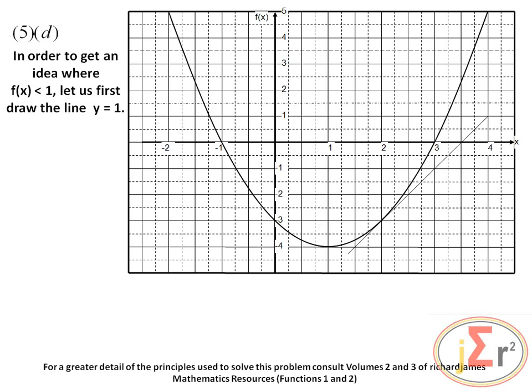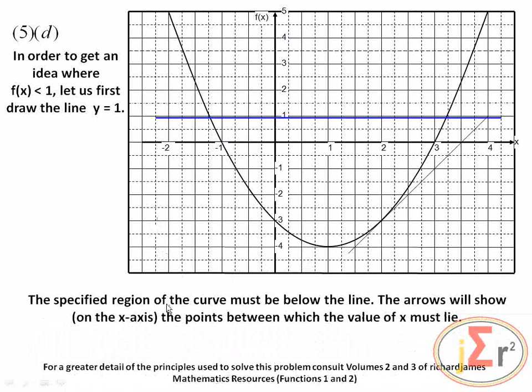Draw the line y is equal to 1 right there. And we are going to determine where the graph, as it is said, is less than 1 or below that line. So less than 1 means below that line. So it is below this line in this region. Right? In this region. So the specified region of the curve must be below the line.